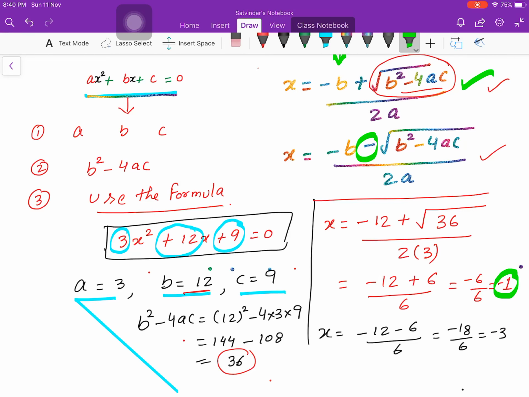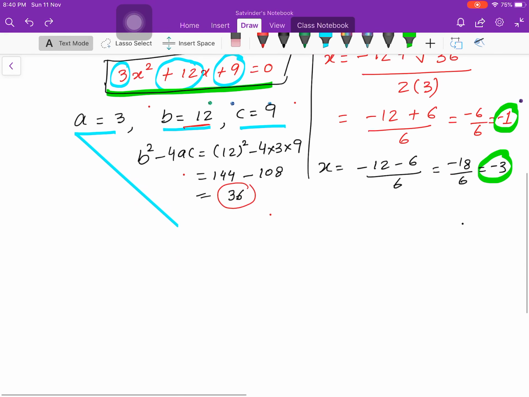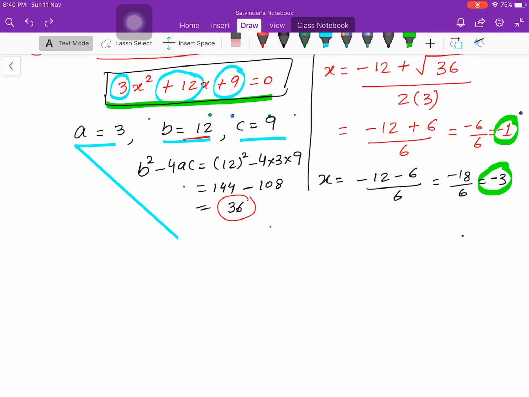So guys, in this way you got two values of x for this particular equation. So 3x squared plus 12x plus 9 has two values of x, which are -1 and -3. Okay, now special note for you.